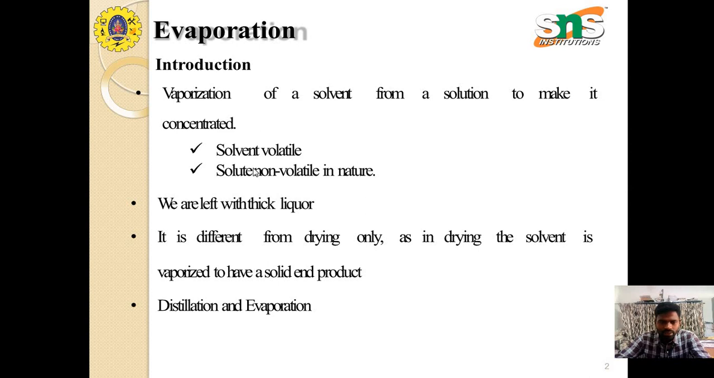The evaporation process is also involved in distillation. Distillation is one kind of evaporation, and in that, evaporation plays a major role.